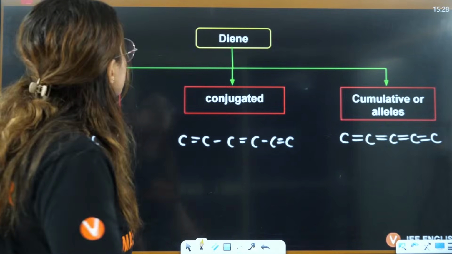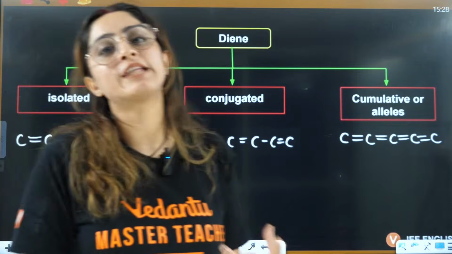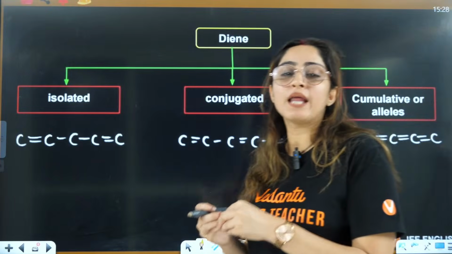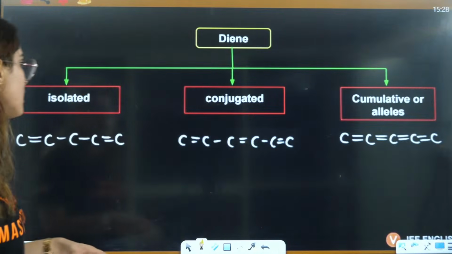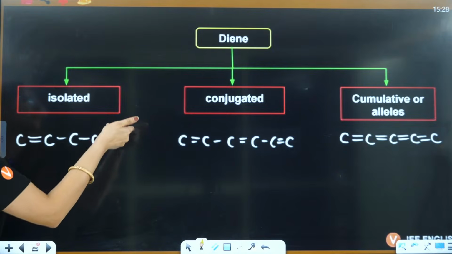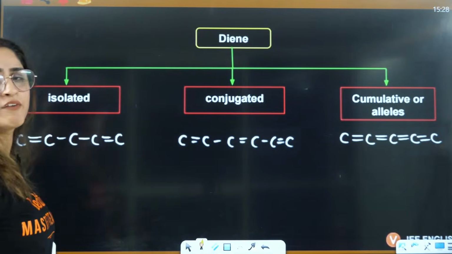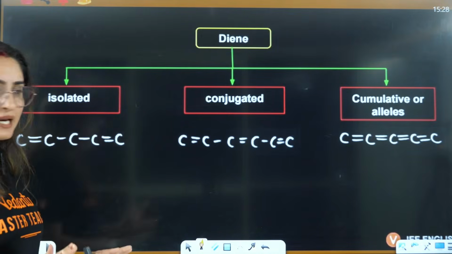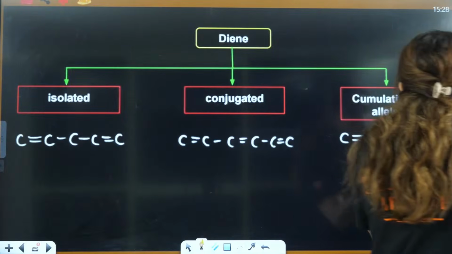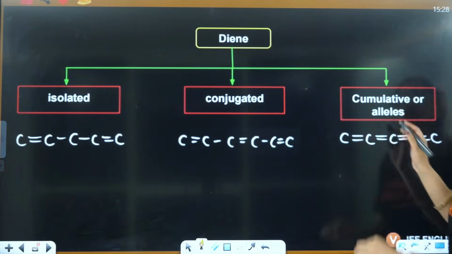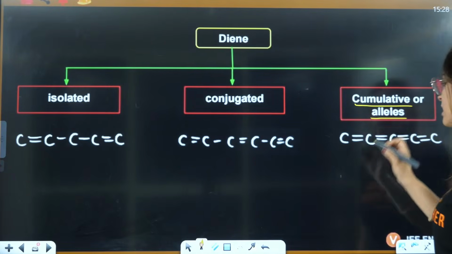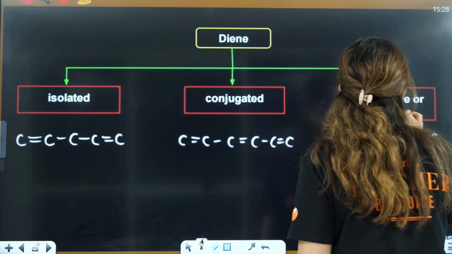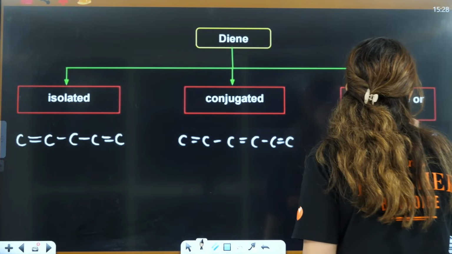Diene means you will have more than one double bond. So three cases are possible. One is you can have isolated alkenes, that means a double bond, then a single bond, then a double bond, then maybe after 5 single bonds you will have a double bond. So they are not next to each other, they are not alternate. If you have double bonds next to each other, that is called cumulative or allenes. It's not alleles, it's allenes.